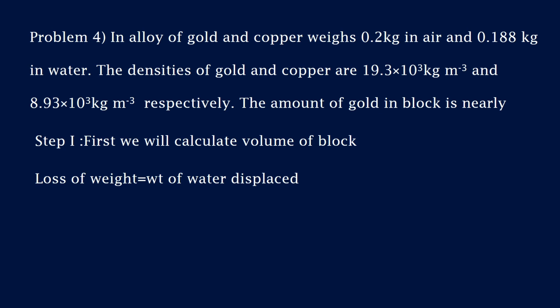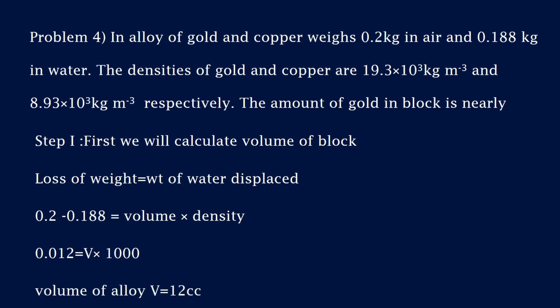Now we will do it in 2 steps. Step 1. First we will calculate the volume of the block. Loss of weight is equal to weight of water displaced. Therefore, 0.2 minus 0.188 is equal to volume into density of water. Therefore, 0.012 is equal to V into 1000. The volume of the alloy becomes V is equal to 12. Volume of the alloy is equal to 12.